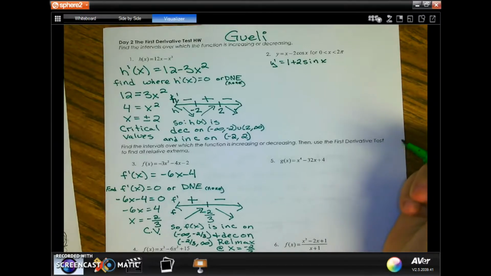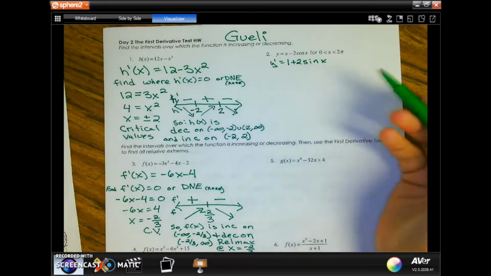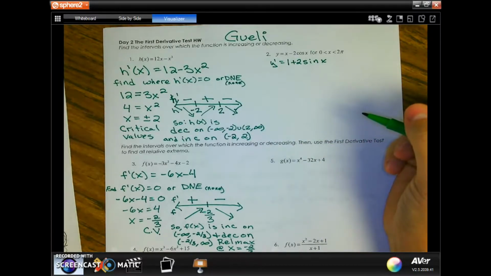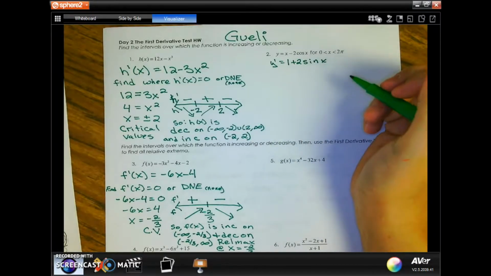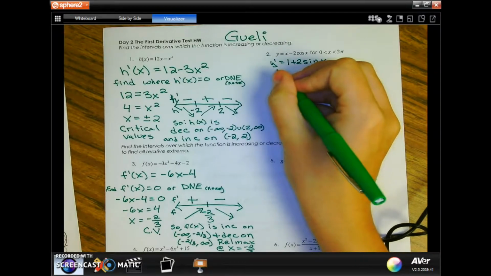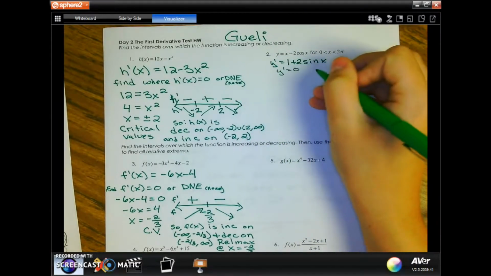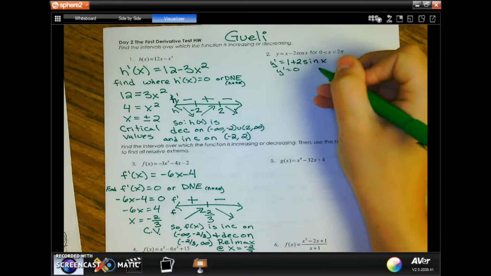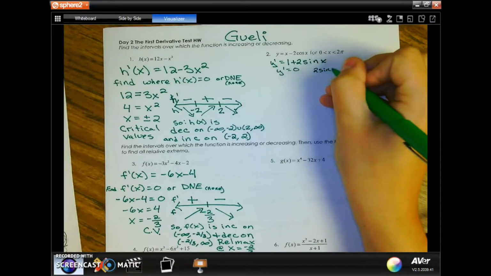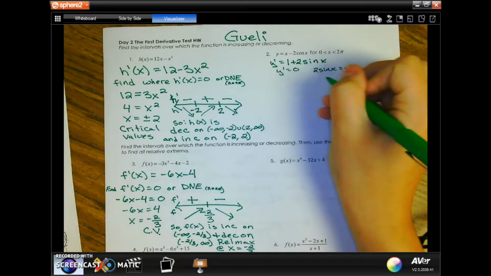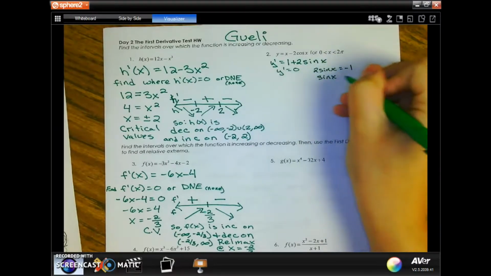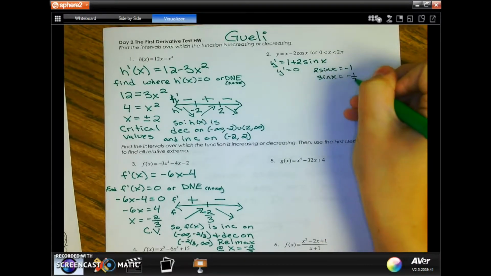And again, my goal is to figure out where that derivative equals 0 or where it does not exist. Because I'm working with sine here, I don't need to worry about where it doesn't exist, because this is going to exist everywhere in that interval. But I do need to set my derivative equal to 0. So if I set this derivative equal to 0, that gives me 2 sine x equals negative 1, and sine x equals negative 1/2.